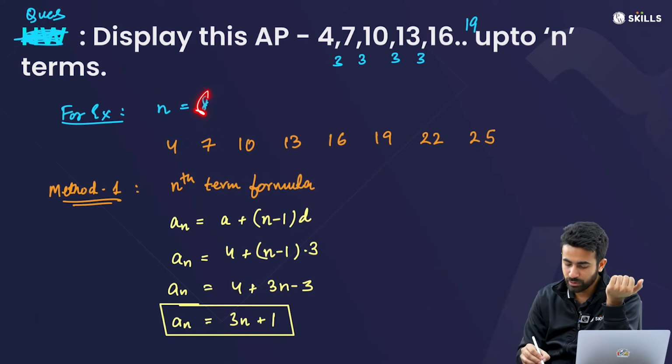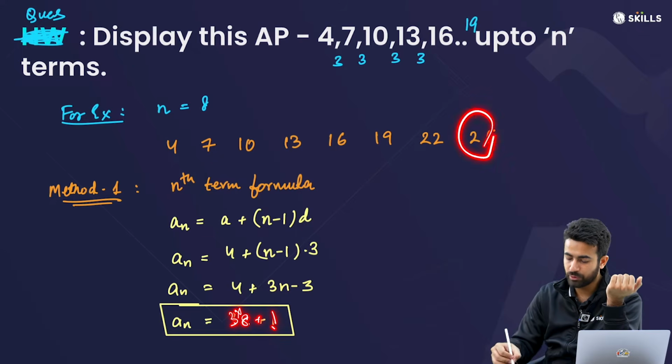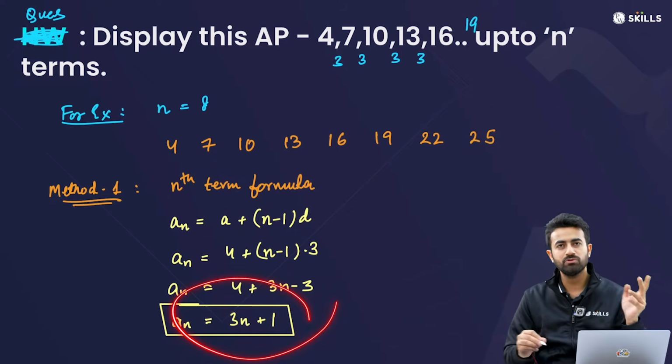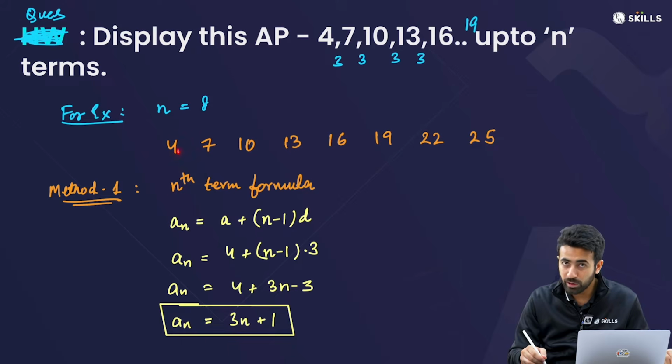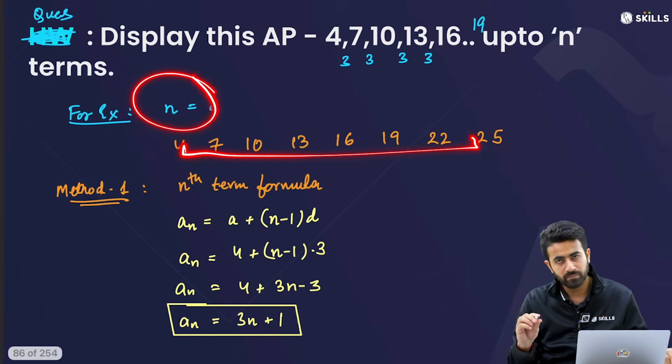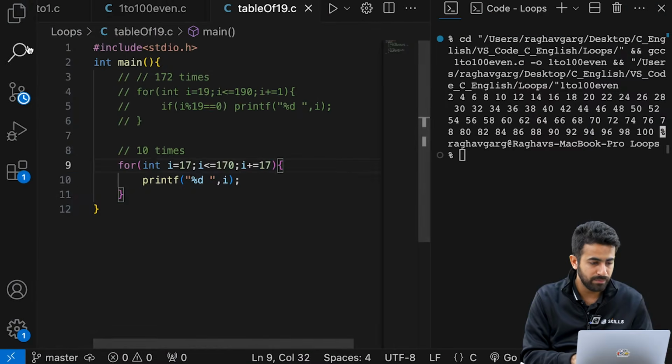Now if n is equal to 8, I can say 3 into 8 plus 1, which is 24 plus 1, 25. True. So it is a generalized term. So yes, we can use this particular term, and we know the jump. So the loop will run only 8 times, because we know the jump.